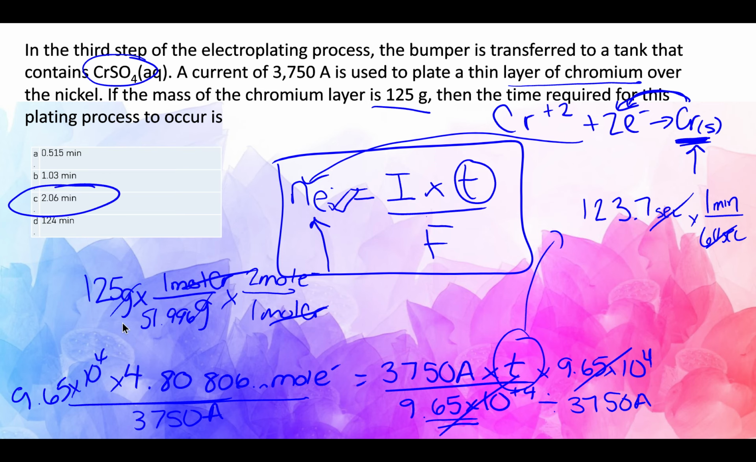So there's a lot of work in this one, but as long as you remember with plating, you only ever need a half reaction. We don't need all that extra information. We don't need to figure anything out. If it tells you what's being plated, which it does here, we're plating a layer of chromium, then we just need that half reaction of chromium, and then we can go from there.